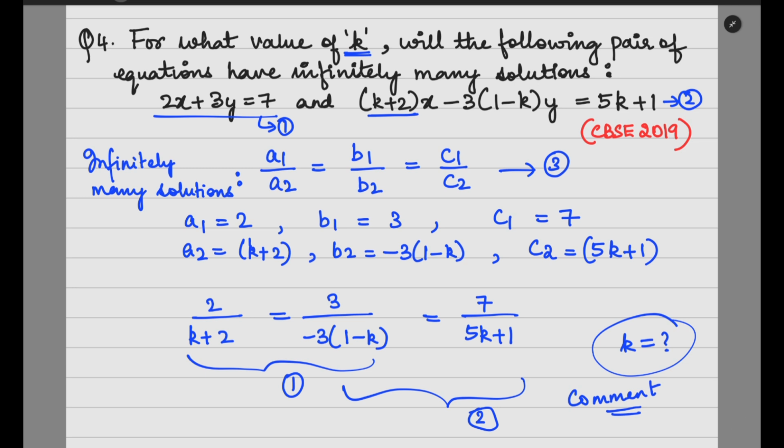Just cross multiply. When you are taking the first two, just cross multiply. So 2 into minus 3 into 1 minus k is equal to 3 into k plus 2. Bring all the k terms together, open the brackets, multiply, bring k to one side and you will get the value of k. Again, do the same thing here, just cross multiply. Do comment and let's continue today's video.